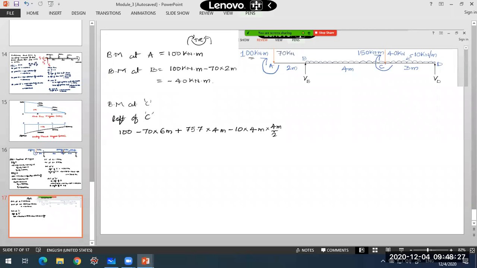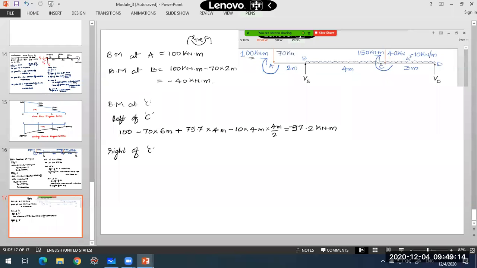So this will be the total moment about point C just before I cross that couple which is applied at point C. If you calculate this total, what will be the answer? Minus 97.2 kilonewton meter.